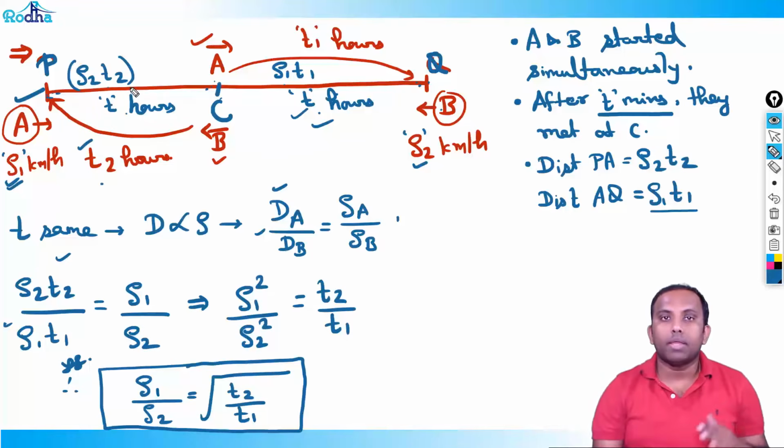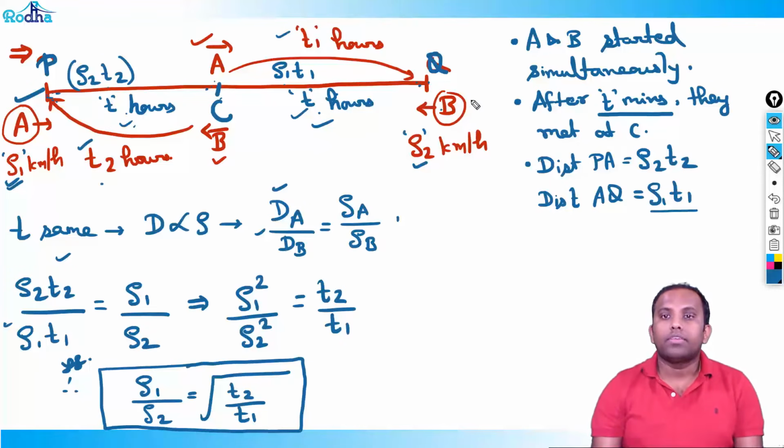Similarly, the total time taken by A is T plus T1 hours, right? A has taken initial time T hours to reach from P to C, and then from C to Q again T1 hours. So total T plus T1 hours. Very important point we got here. Now, second thing we can get here.